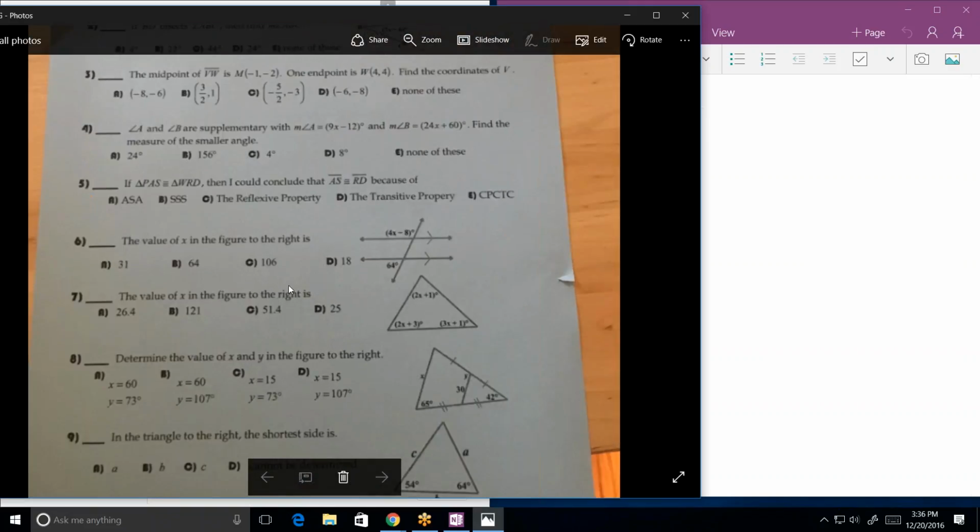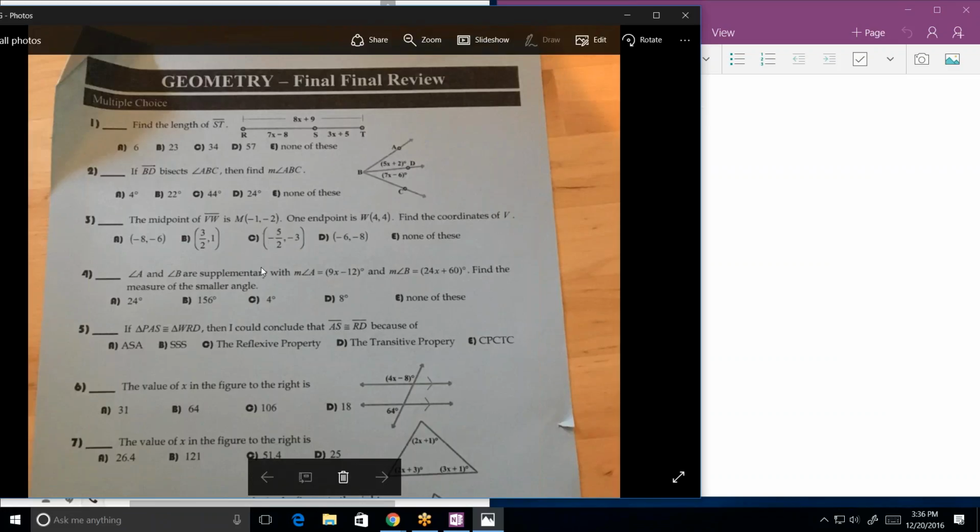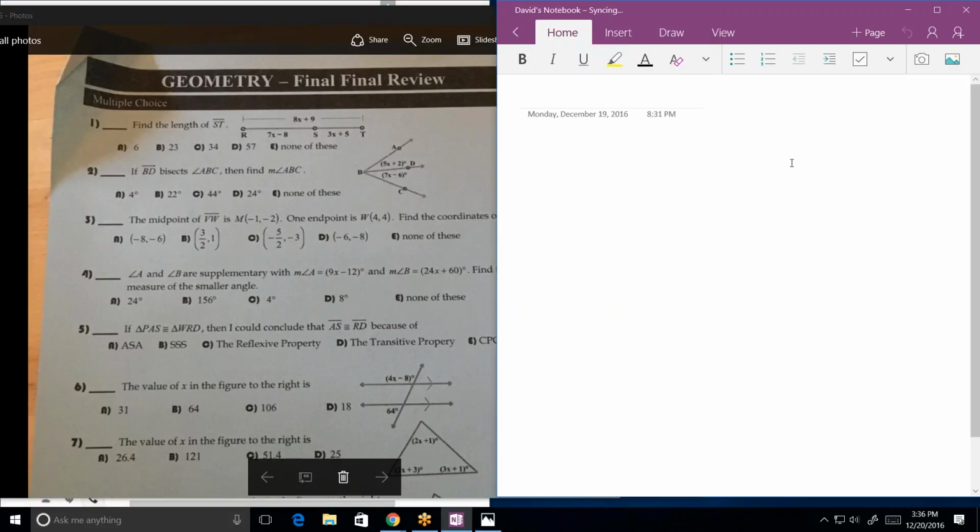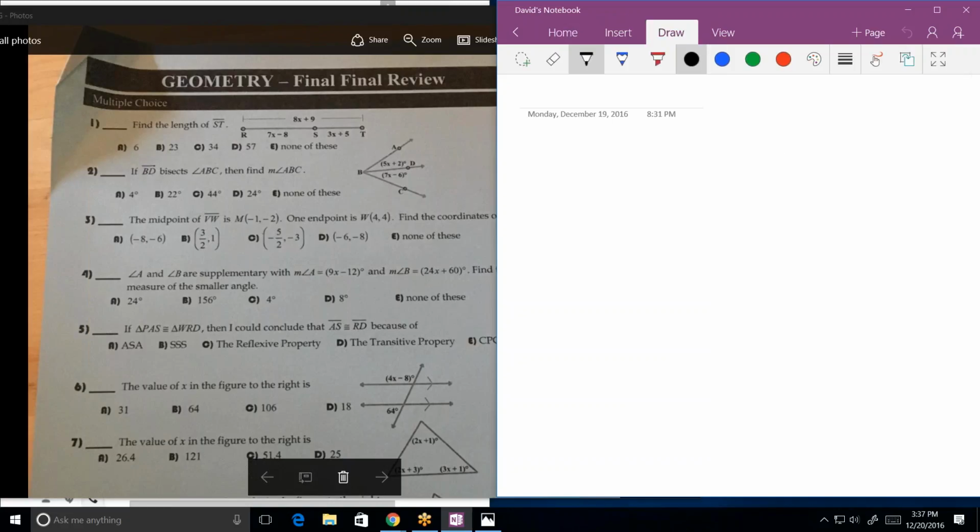Where should we start here? We can start at the top. Okay. Give me an equation that's going to allow me to solve for x. ST is 3x plus 5, right? I know I got to solve for x. So what equation will solve for x? You could do 7x minus 8 equals 3x plus 5, or 3x plus 5 equals 8x plus 9.